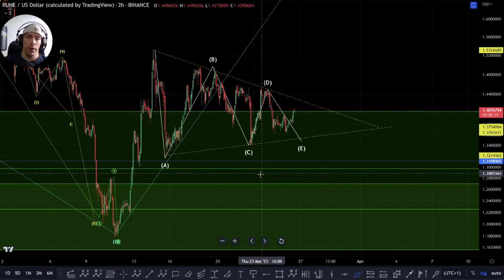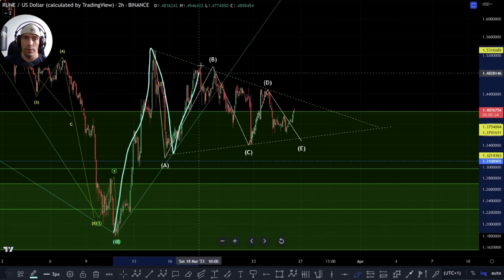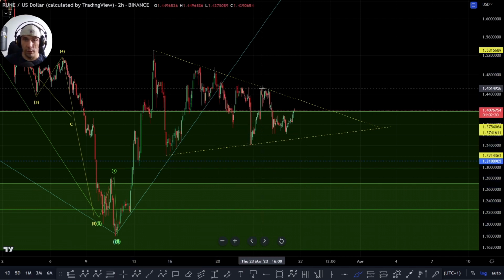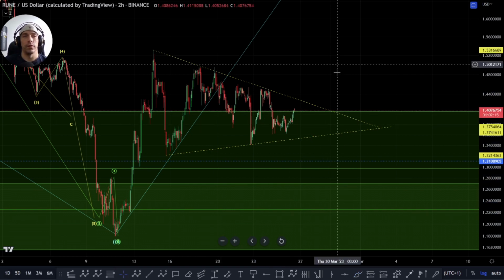However, if we do break down directly from this point, what we have to be careful of is that this is not an A, B, C, D, and actually we've completed this E wave and we're starting to break down from this point here. So that's what we're going to be discussing in a second.